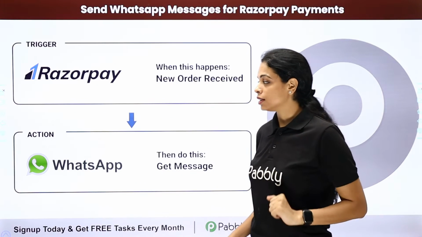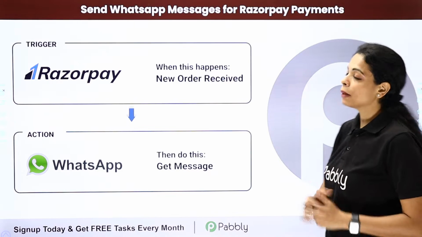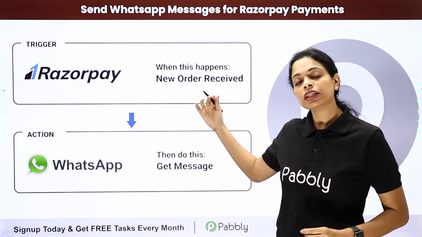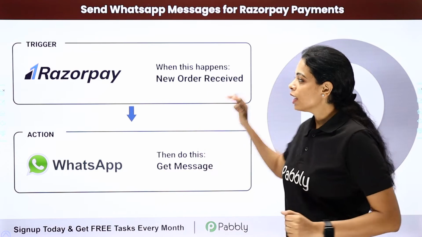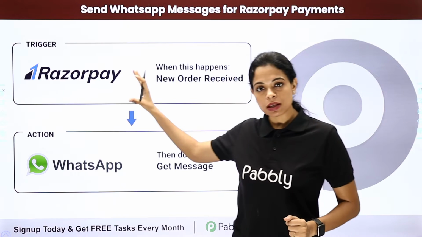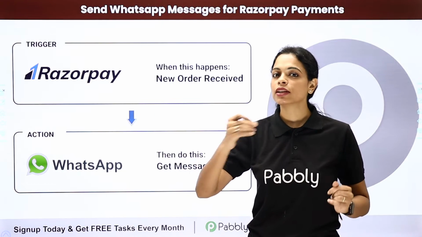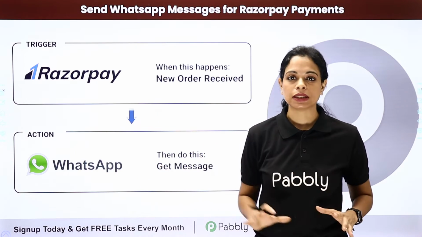So now let's start. If you have to send WhatsApp messages for Razorpay payments, let's say that every time there is a new payment, a new order received, what does that mean? That a new payment has been captured. So every time a new payment is captured on Razorpay, I want to send my client a message that your payment has been processed and you will receive this particular product in these many days.